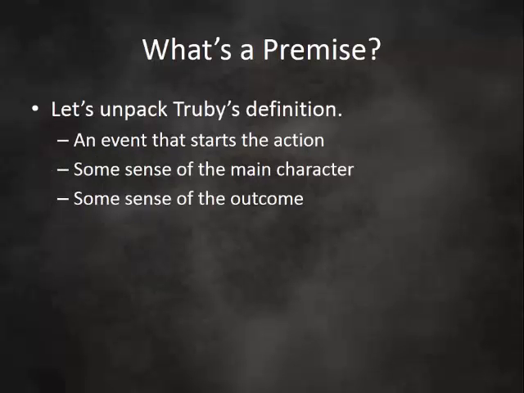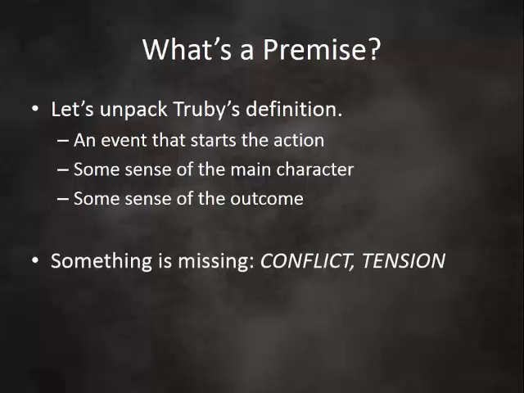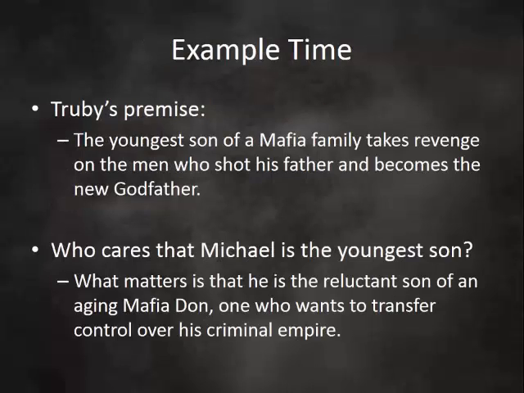Let's unpack Truby's definition. There's an event that starts the action, there's some sense of the main character, and there's some sense of the outcome. We need more for a truly effective premise. Remember, a story is an interesting character who wants something badly and is having trouble getting it. Something is missing: conflict, tension. Your premise needs some sense of an obstacle, preferably an antagonist. The difference between a good premise and a more effective premise can be just a word or two.